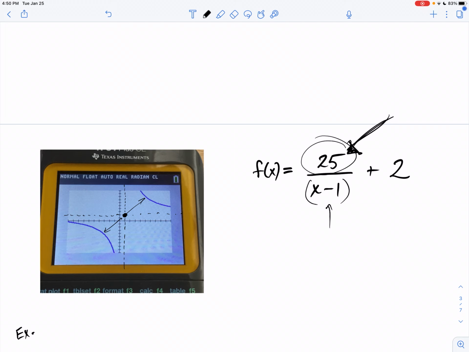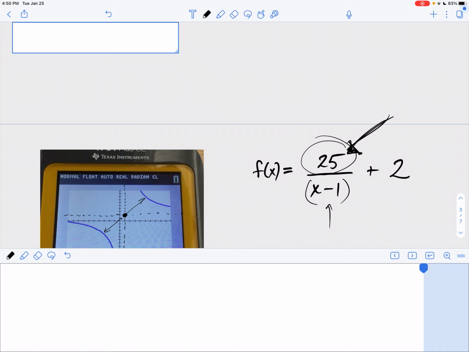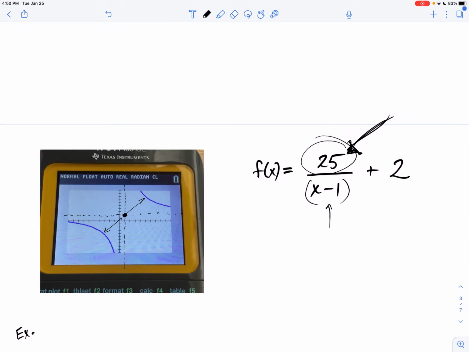Now, if this number wasn't 25, if it happened to be a 1, I'd have a graph that would be coming closer. See, I'm sketching it in by hand on top of this. But I would see something that is closer to that origin. I'm going to get rid of that graph now because I just wanted to give you a visual clue. But the bigger that number gets on the top, the farther it pulls out.